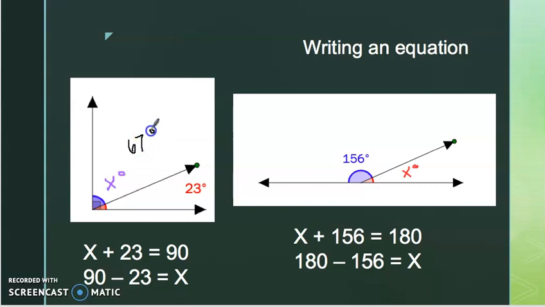And that's because I used what I knew about a complementary angle, and then I used the 23 degrees that was given to me. Let's take a look at this example.